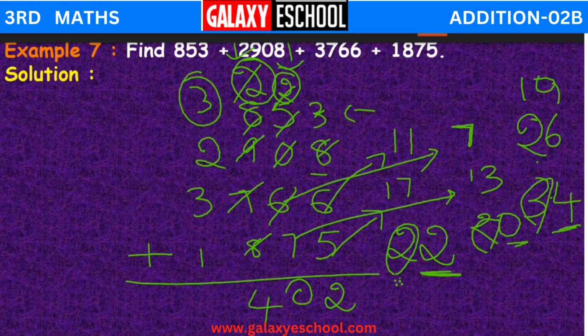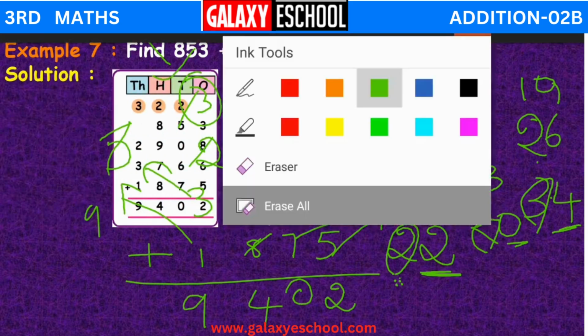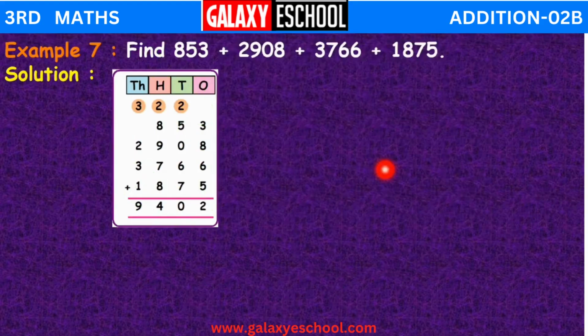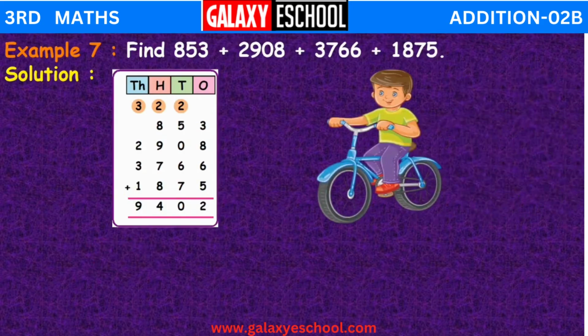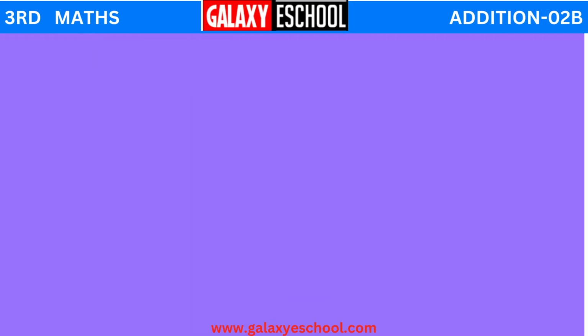Yes children, now coming to the last place, 3 plus 2 becomes 5. 5 plus 3 becomes 8. 8 plus 1 becomes 9. So I'll write 9 here. What is the answer? 9402. Yes, when we add these four numbers together, we got the answer as 9402. Is this clear children? I hope this was clear and I hope you have no doubts.